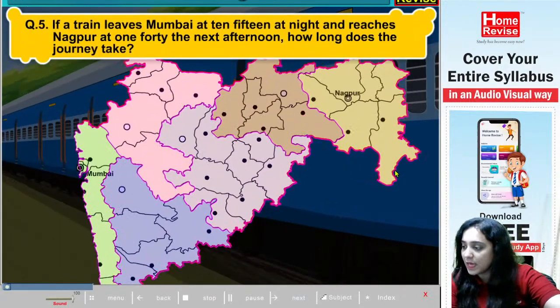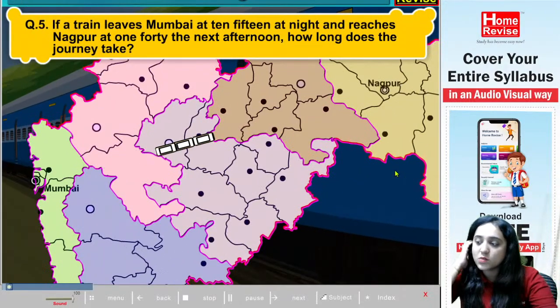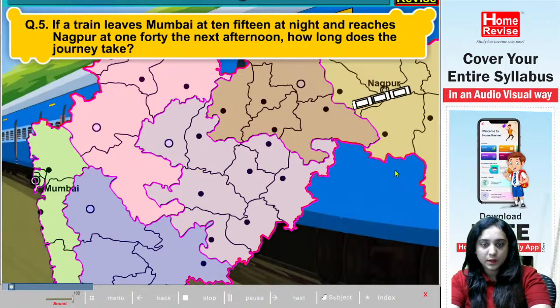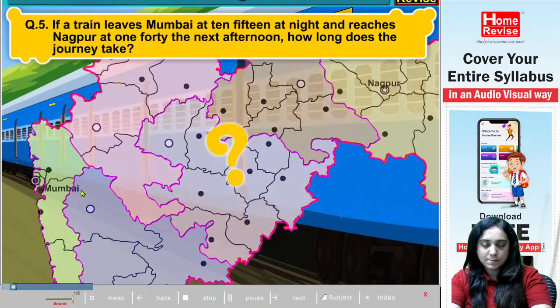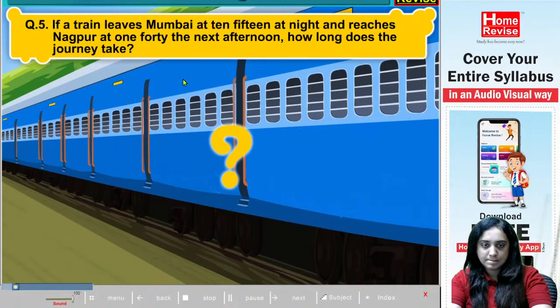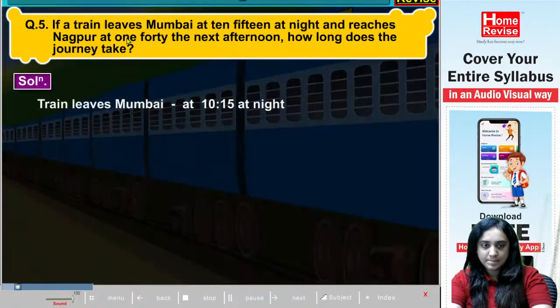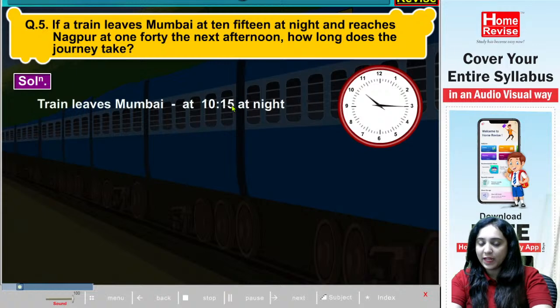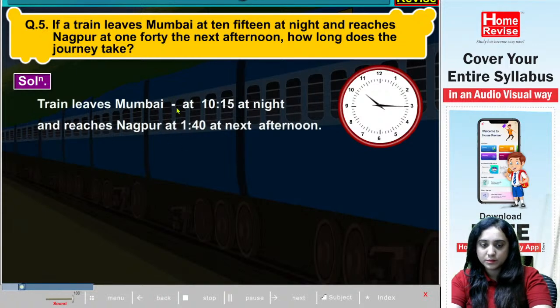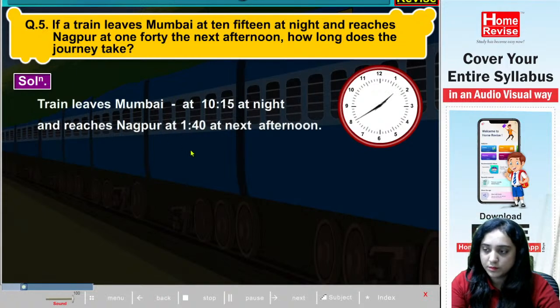5. If a train leaves Mumbai at 10:15 at night and reaches Nagpur at 1:40 the next afternoon, how long does the journey take? Solution: the train leaves Mumbai at 10:15 at night and reaches Nagpur at 1:40 next afternoon.